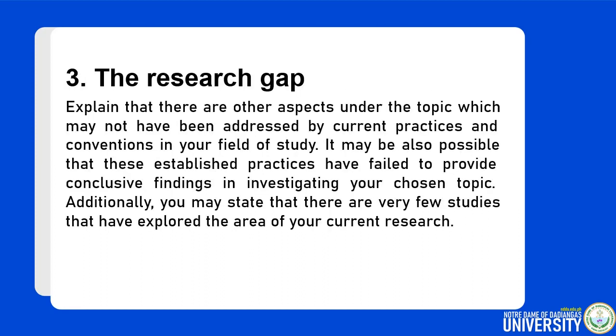3. The research gap. Explain that there are other aspects under the topic which may not have been addressed by current practices and conventions in your field of study. It may be also possible that these established practices have failed to provide conclusive findings in investigating your chosen topic. Additionally, you may state that there are very few studies that have explored the area of your current research. Make sure that the research gap you have identified remains relevant and has not been addressed yet, otherwise, you will fail to provide a convincing justification for conducting your research.